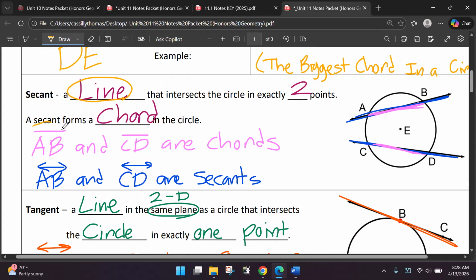Again, these are very subtle differences, but they mean two totally different things. Segment AB is a chord. Line AB is a secant.